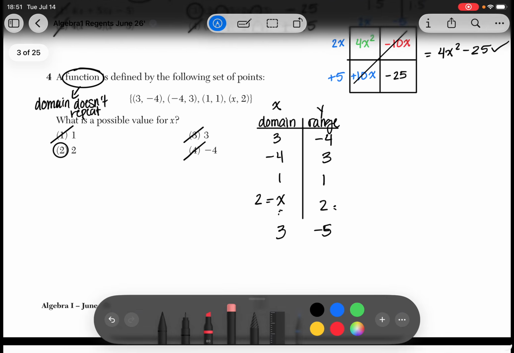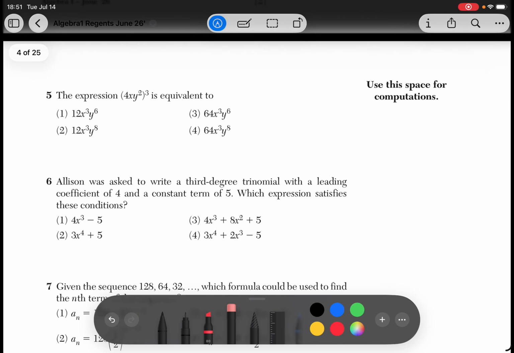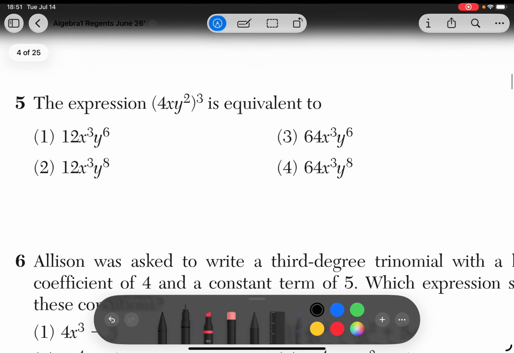Okay, moving on. We have question number 5. The expression (4xy squared) raised to the power of 3 is equivalent to. When we have a problem like this, a lot of students tend to struggle. But since we have those parentheses, we automatically know that we need to take that 3 and distribute it to every single piece of that term. So we're going to distribute the cube to the 4, to the x, and then to the y squared.